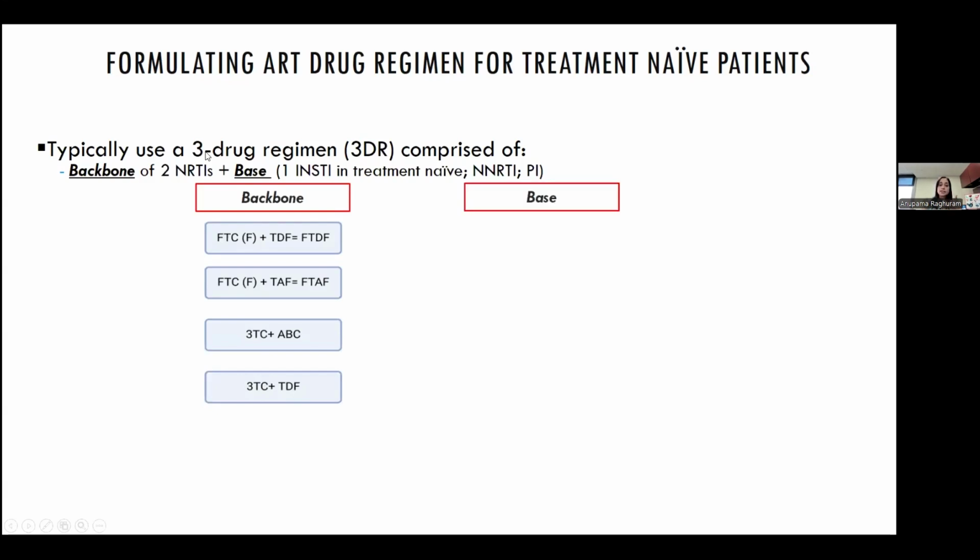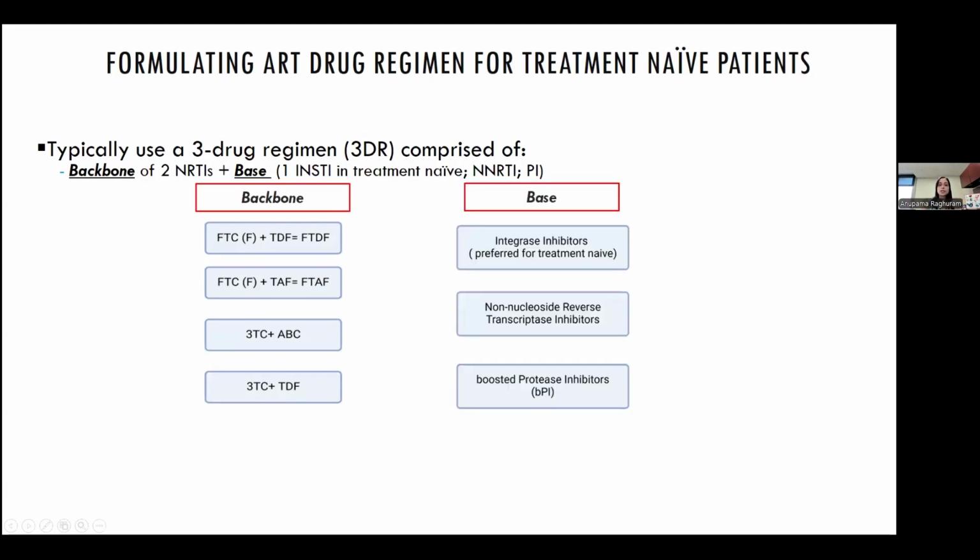Now for the base, the preferred for a treatment-naive patient is going to be an integrase inhibitor. But as I mentioned before, NNRTIs and boosted PIs are also options. And you may ask, well, why did we come up with this formula of 3 drugs?